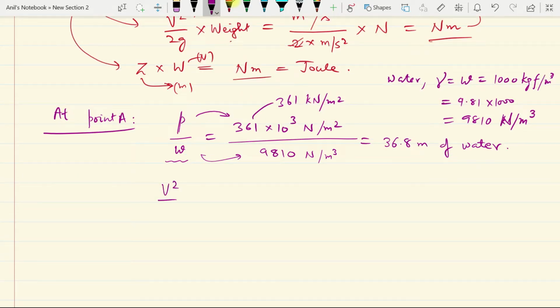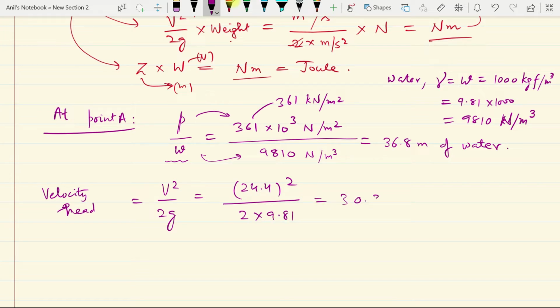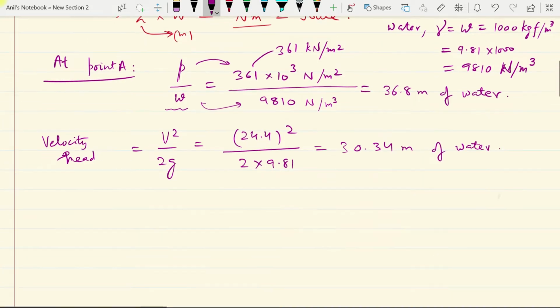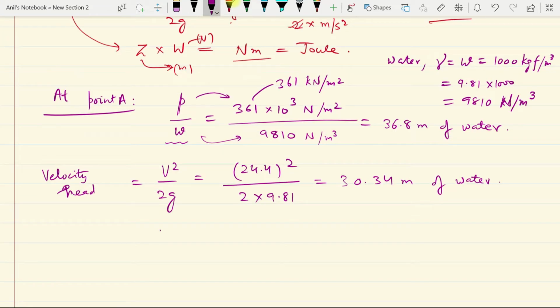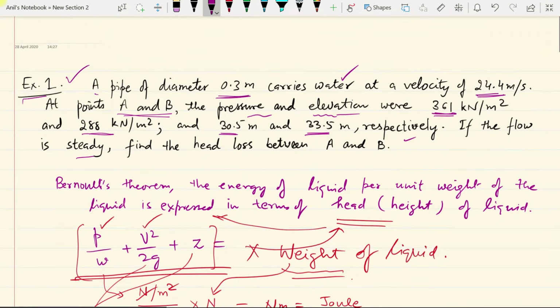Then we get V square by 2g, which is called kinetic head or velocity head, and that will be V, which is given to us as 24.4 meters per second, squared, divided by 2g, 9.81 meter per second square. So we get it as 30.34 meters of water. So this much height of water is equivalent to this energy. And Z, which is datum head, which is nothing but elevation, is given as 30.5 meters in the example.